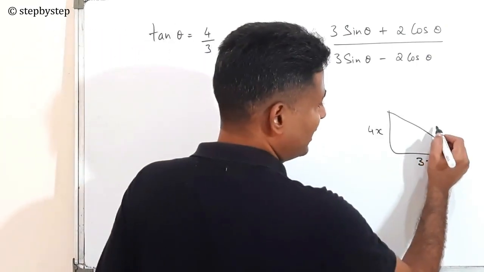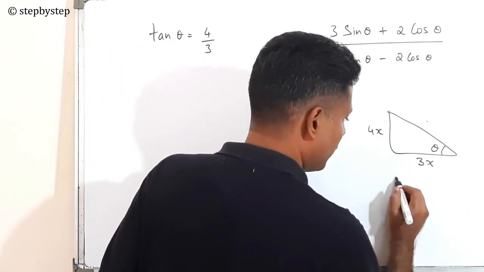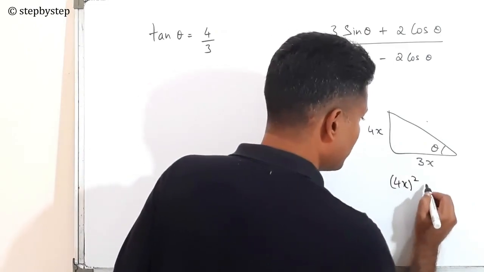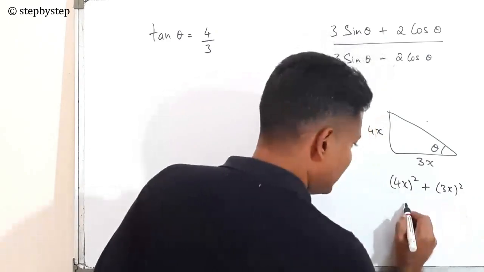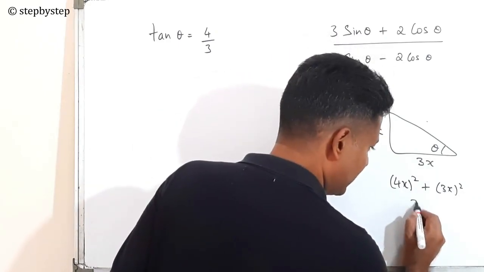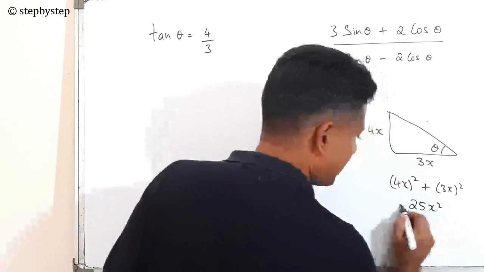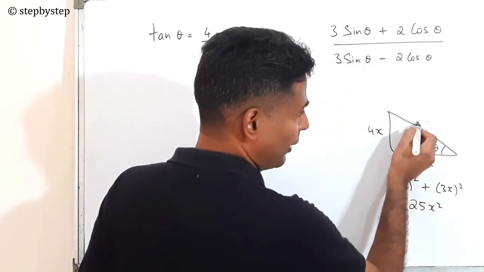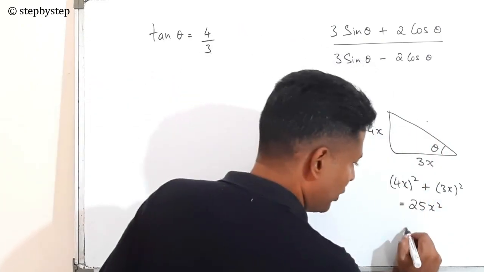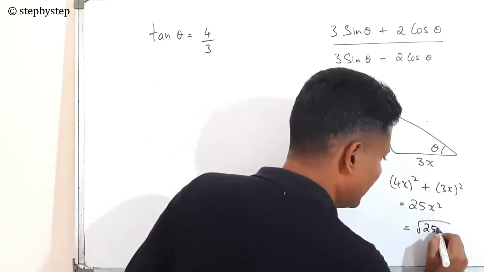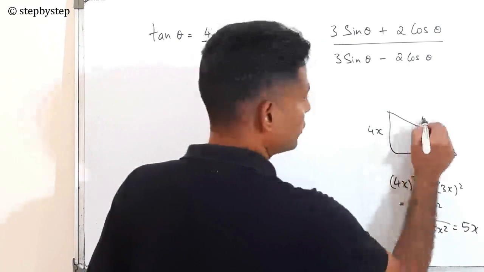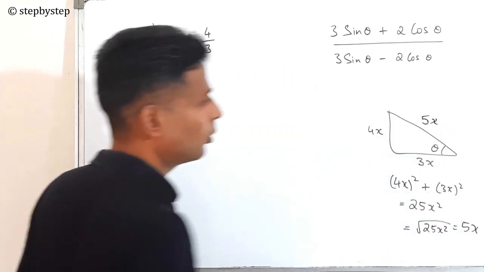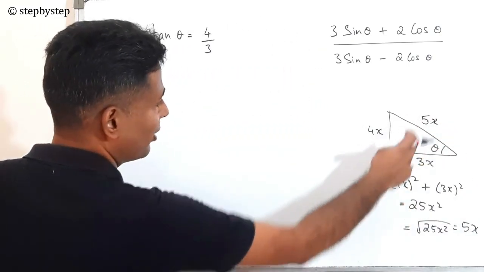Now using Pythagoras theorem, we can find this. This will be equal to 4x whole square plus 3x whole square. So we get 16x square plus 9x square, that is 25x square. So now the square of this side is equal to this plus this. So hypotenuse will be equal to root of 25x square, which is 5x. So we get 5x over here. So now we have got all three sides.